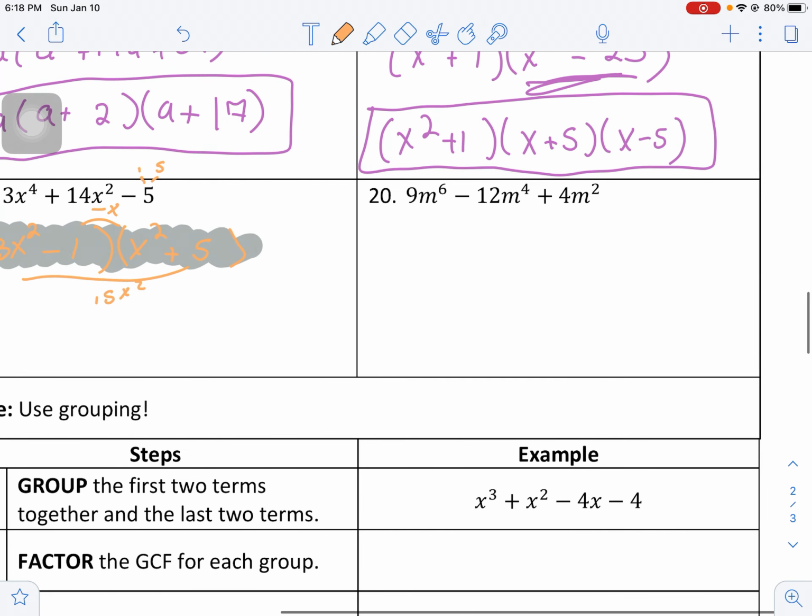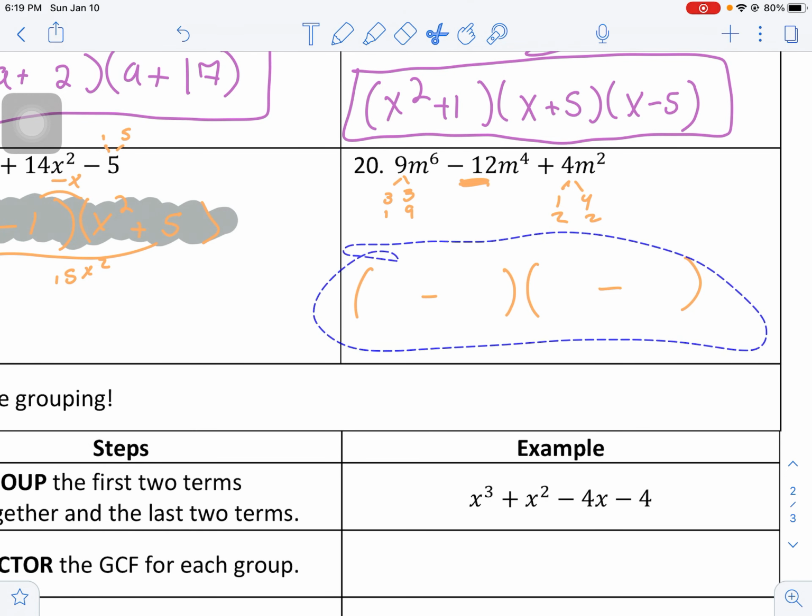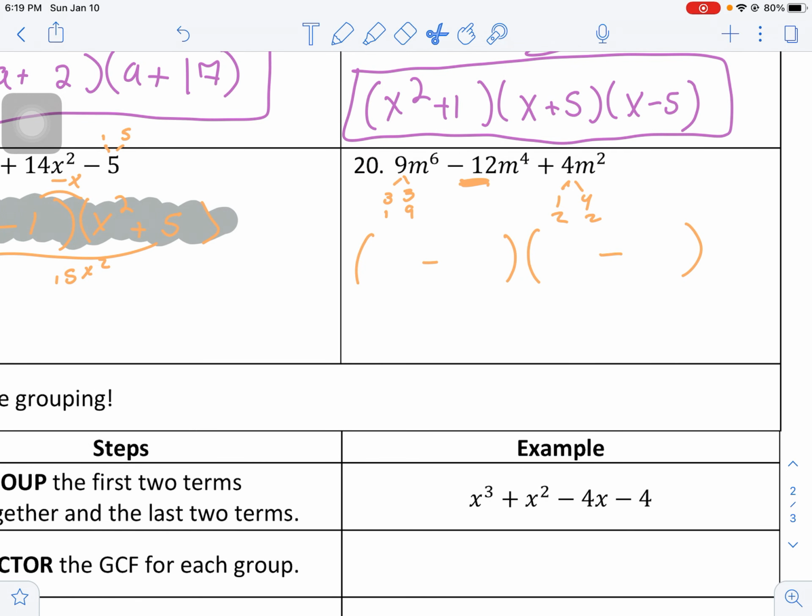All right, last one here. m to the 6th. So now we have 3 and 3, or 1 and 9. In the back, we have 1 and 4, 2 and 2. So we're going to have to do some thinking here. We need negative 12 in the middle. We have positive at the end. The one thing we know is that it's negative negative, because positive at the end and negative in the middle means they're both negative.